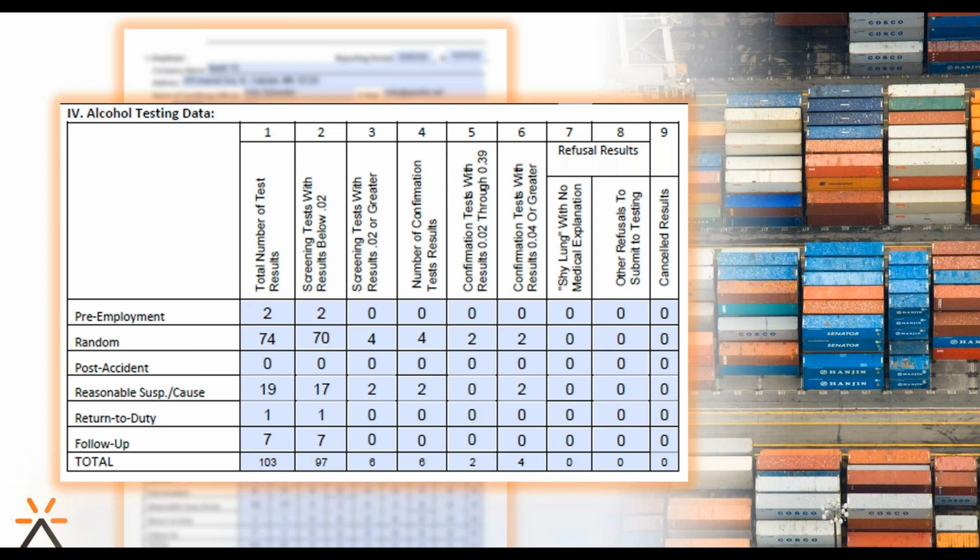Here's actually where we have a screening result below 0.02 and nothing with a confirmation test. And then our follow-up testing is in here as well.